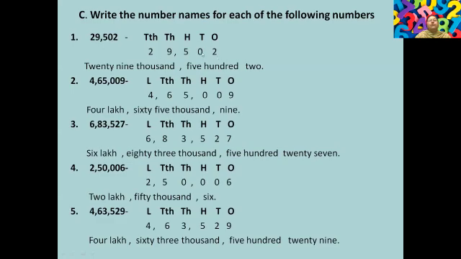20592. So now under 1,000, it is 29. So it is 29,000. Under 100, you have 5. So you write down 500. Then you have 2. Write down 2.